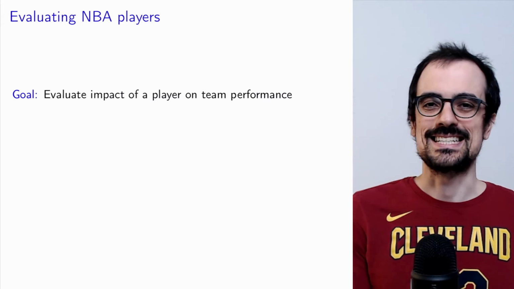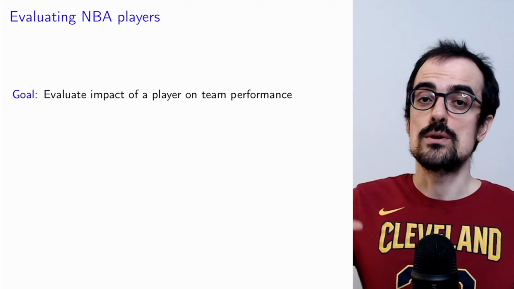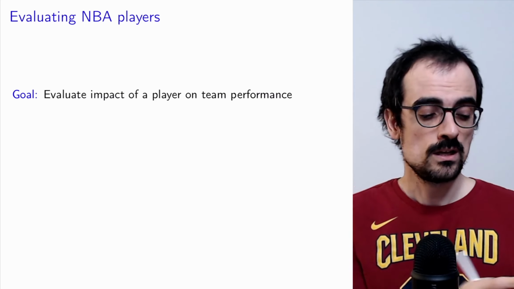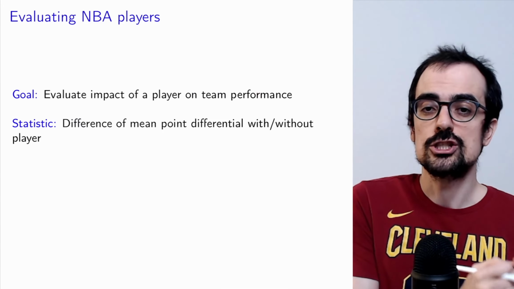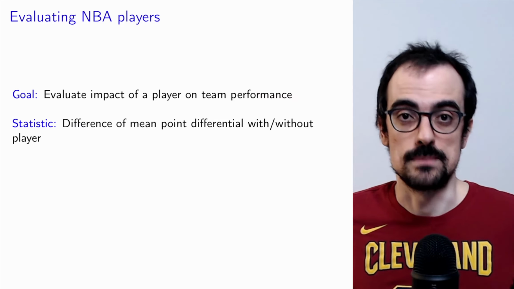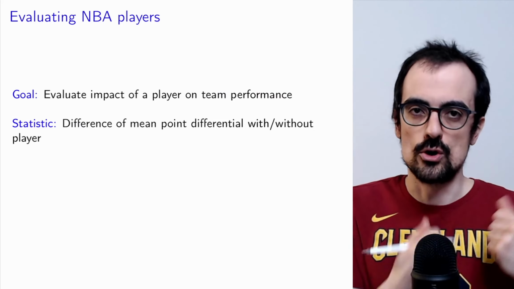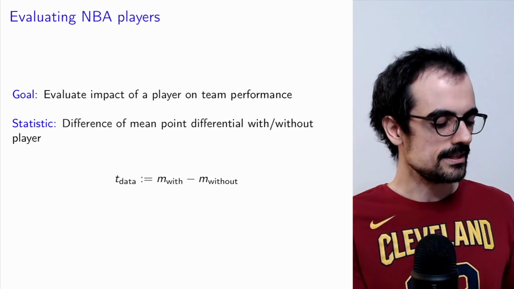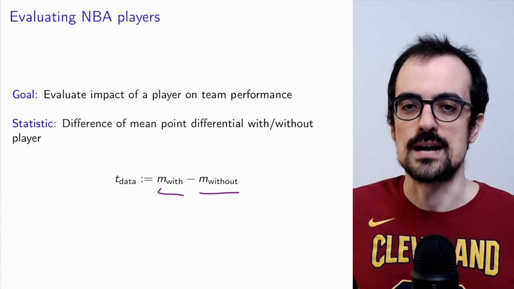Now let's take a look at a second example where we're also going to evaluate NBA players. Now we want to evaluate the impact of a player on team performance in general. How are we going to do that? Well, we're going to check the mean point differential of the team when they have the player and when they don't have the player. The mean point differential is by how much they win or lose on average with and without the player. Our test statistic is the mean point differential with the player minus the mean point differential without the player.